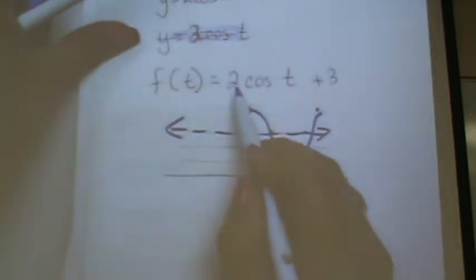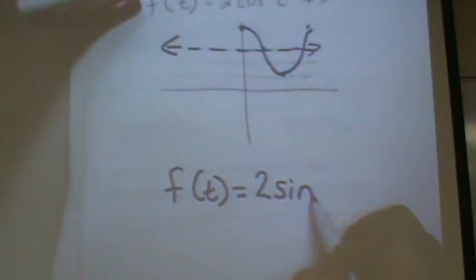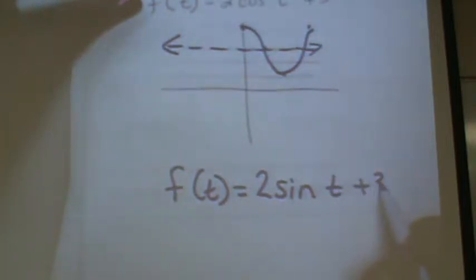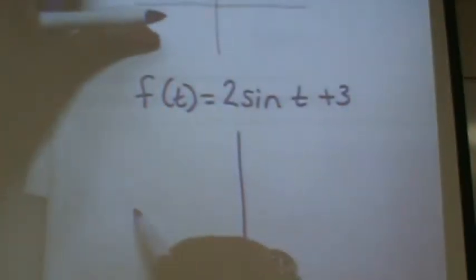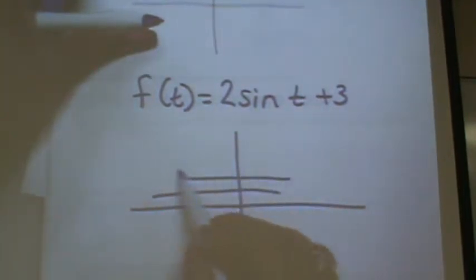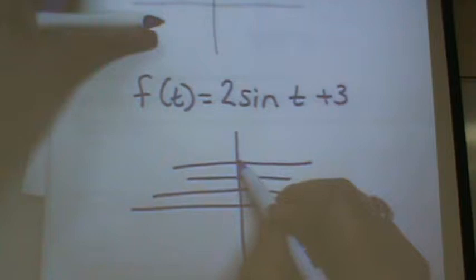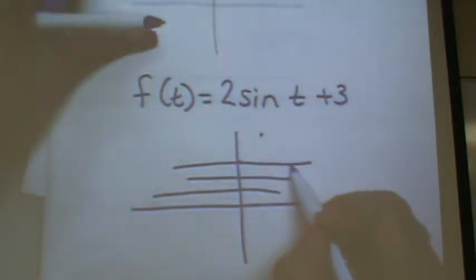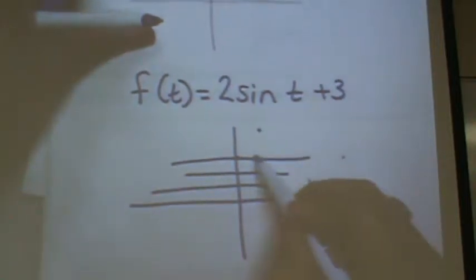What if this were a -2? What would it look like? It would start here and go on, above, on, below. What if this were a sine? What if it said f of t equals 2 sine of t plus 3? What would you do there? You're going to go 3 units up, 1, 2, 3. And from here your amplitude is 2, up 2, down 2. It's like this.